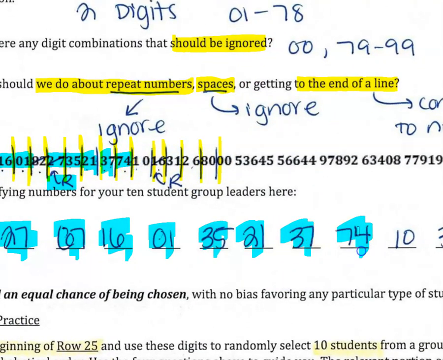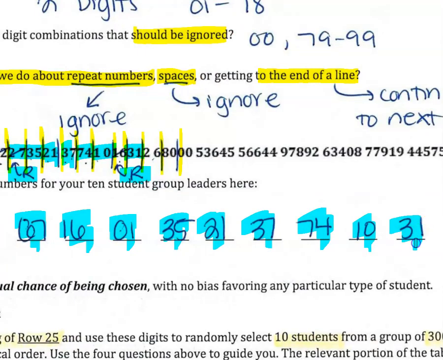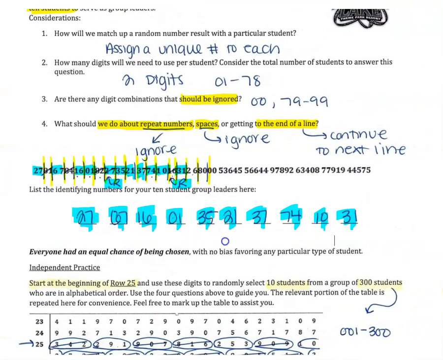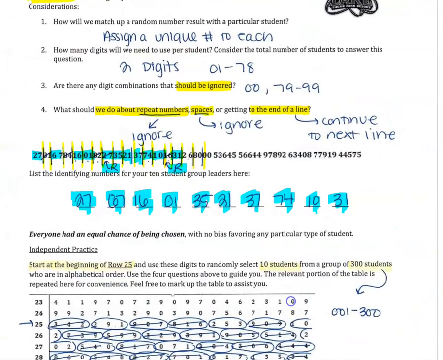74 checks out. 10 checks out. Now 16 is in my interval, but we already picked 16, can't pick it twice, and so then my last person is 31. And that's how we use a string of random digits to select my people. Everybody had an equal chance of getting picked. It was just however the numbers spoke.